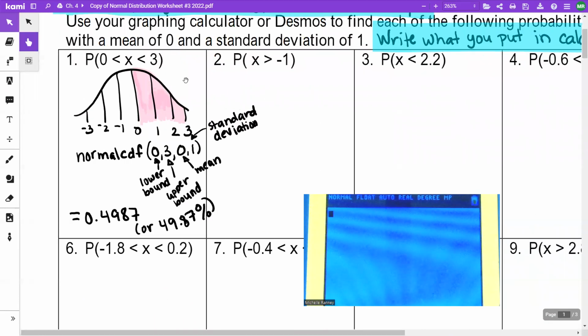So the first one I set up here for you, if they want to see the probability, that's what this P stands for, what's the probability that a value is between 0 and 3. I put 0 for my minimum, 3 for my maximum. All of these are going to have a mean of 0 and a standard deviation of 1. And you can just leave it as the 0.4987 since it is a probability. You don't have to give it as a percent. I just showed you that this is a probability, and this is what it would be as a percent.